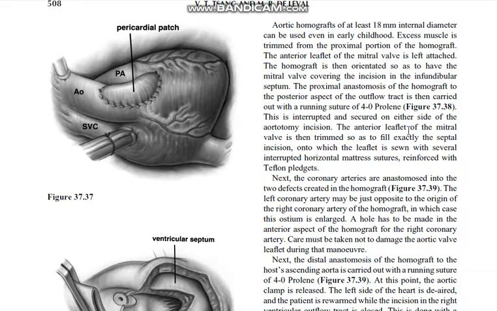The anterior leaflet of the mitral valve is then trimmed so as to fill exactly the septal incision, onto which the leaflet is sewn with several interrupted horizontal mattress sutures reinforced with Teflon pledgets.